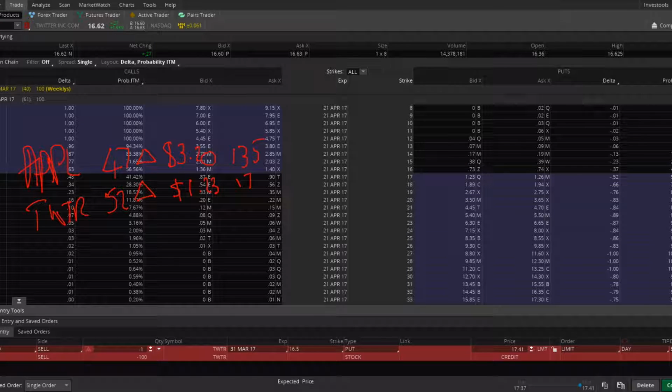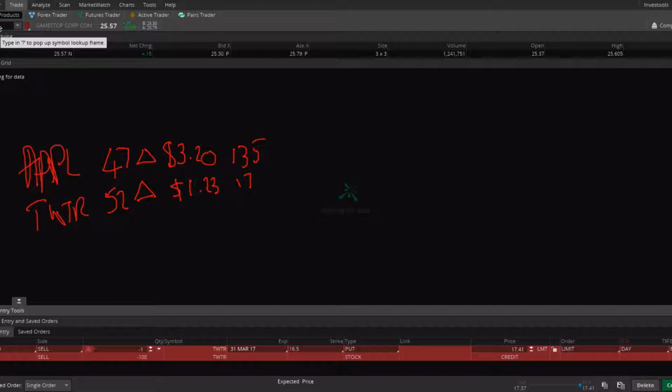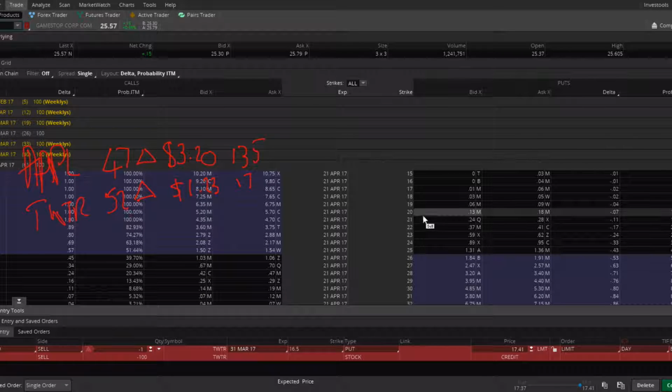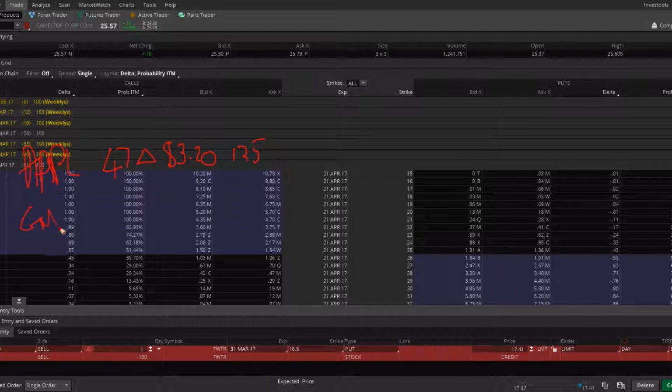Let's go with something just a little bit higher in price. Twitter's just a little bit low, now I look at it. Here we go, GameStop. We got a 43 delta in GameStop, so let's take a look at that one instead. I'm just going to erase Twitter. There's another reason why the Twitter one was a little bit more, and we'll talk about it in a later module. GME, the 43 delta is selling for $1.31, and it's the 25 strike.